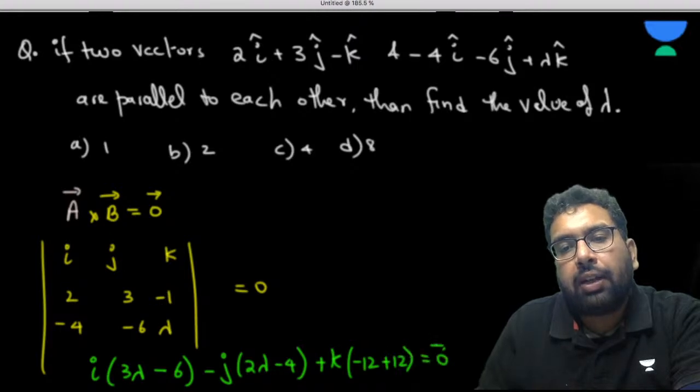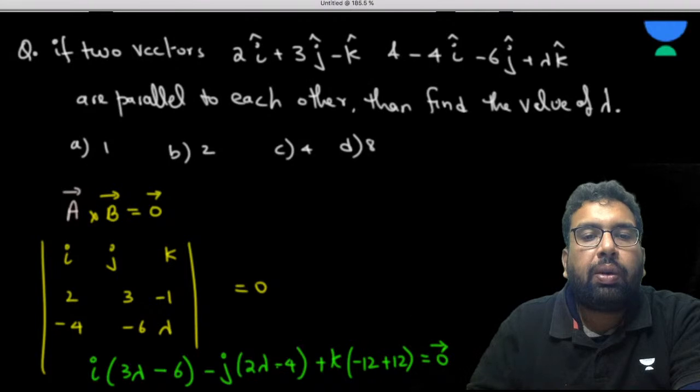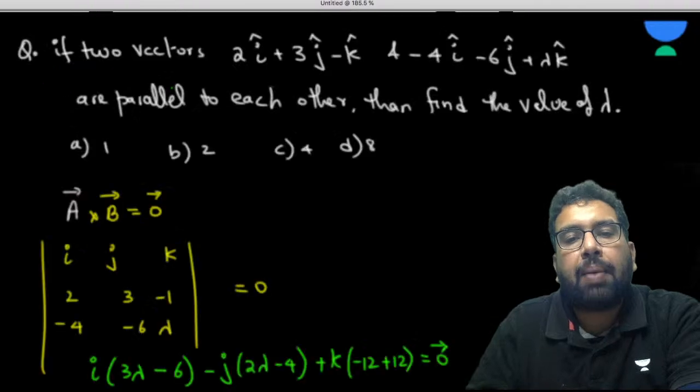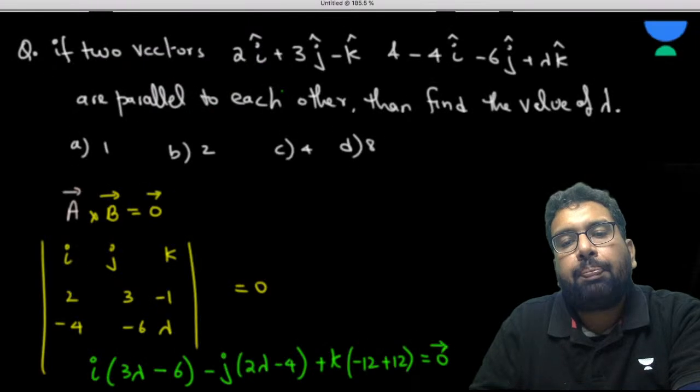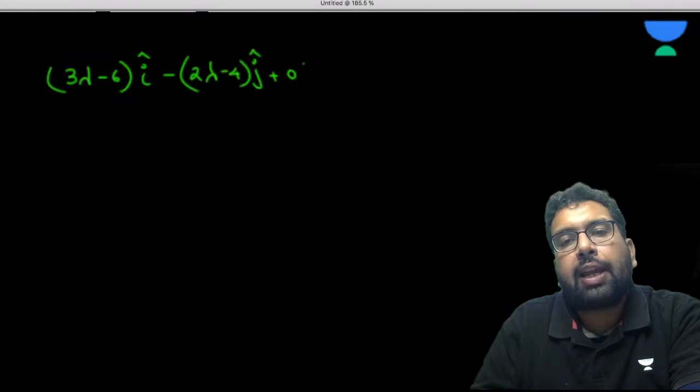Do you agree? Just take the determinant of it. So this will become 3 lambda minus 6 of i cap, minus of 2 lambda minus 4 of j cap, and plus 0 of k cap, and this has to be equal to the zero vector.